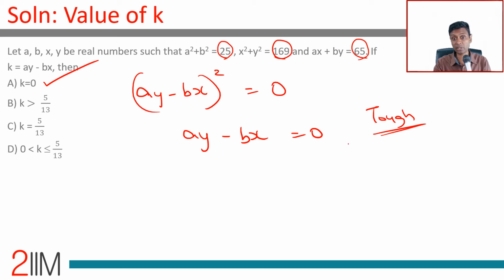The way I mulled around and fooled around and got lost in algebra, all that I did: a square plus b square greater than or equal to 2ab, x square plus y square greater than or equal to 2xy. I squared this, I multiplied this and this for some reason. Didn't go anywhere with all that. Then came around to this method.